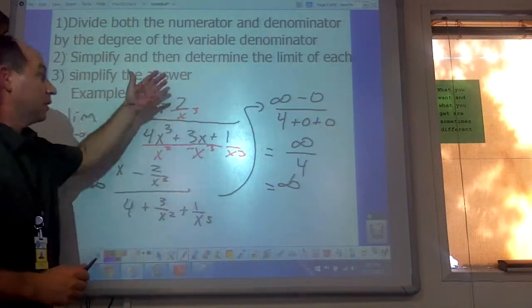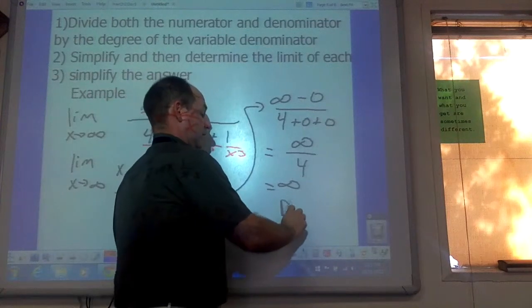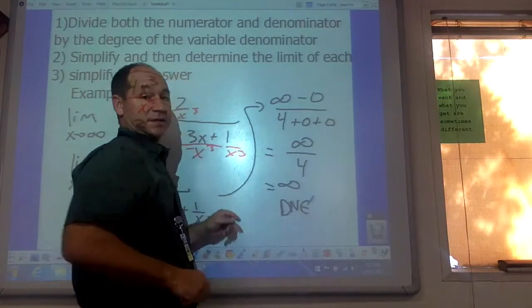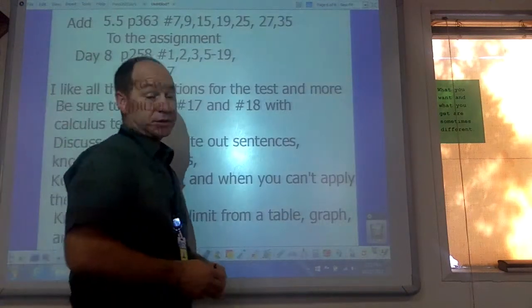And so, that limit does not exist, really, right? So, it's describing that it's going off to infinity, but it does not exist. So, there you have limits at infinity in a nutshell.